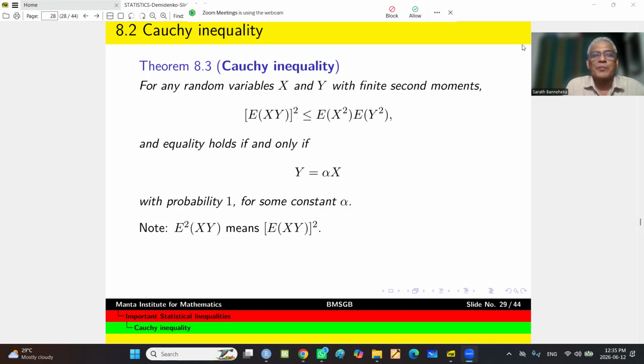Hello, welcome back. This is part two of the lesson Statistical Inequalities. In this lesson, now we are going to look at Cauchy inequality.